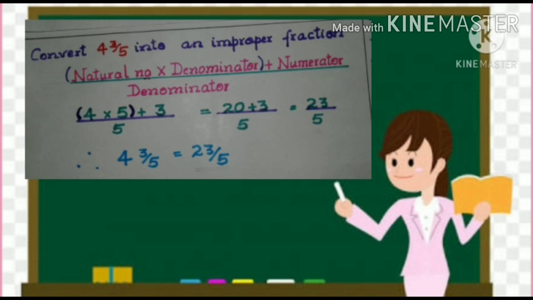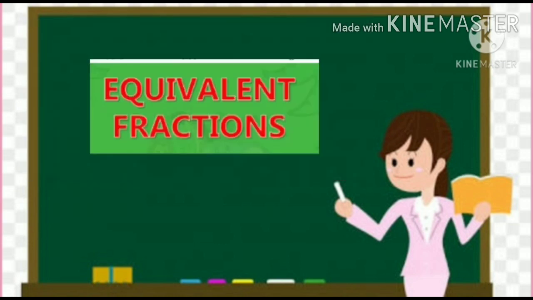Therefore, 4 3/5 is equal to (4 times 5) plus 3, upon 5, which is equal to 20 plus 3 upon 5. Then we get 23/5. So therefore, the mixed fraction 4 3/5 is equal to 23/5 as an improper fraction.